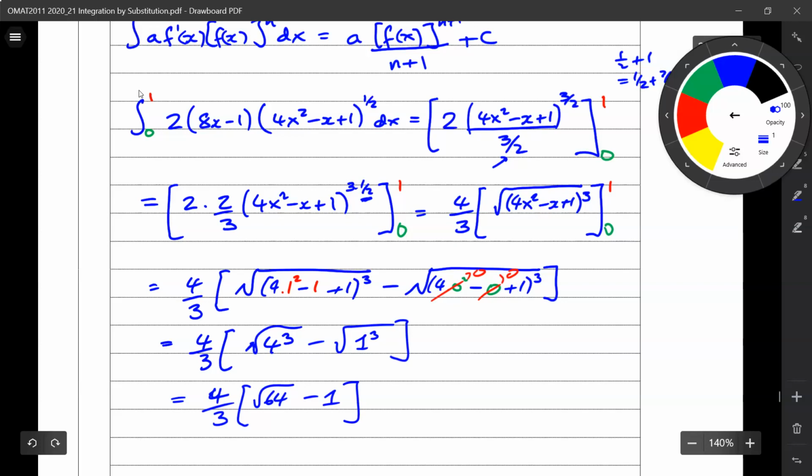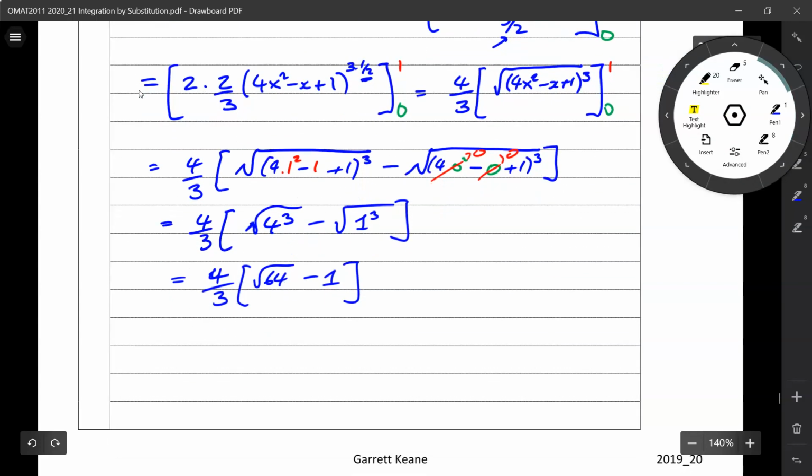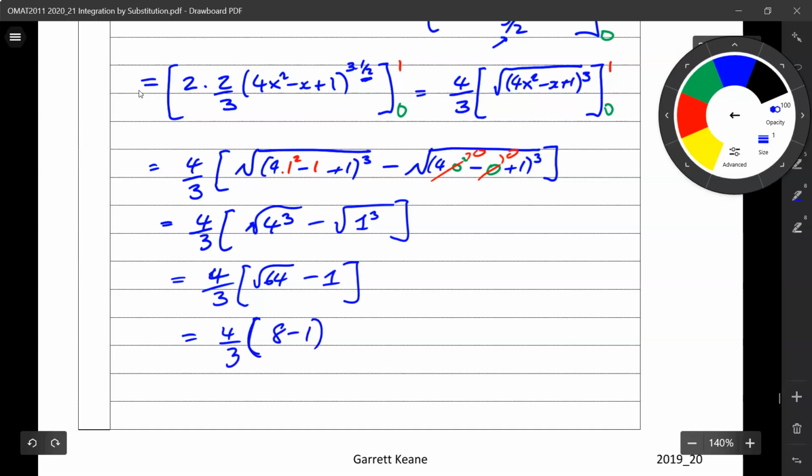And that gives me 4/3 times, of course, the square root of 64, which is 8, minus 1. So that gives me 7, 4/3 times 7. So it's basically 4 sevens, 28 over 3, which is 9 1/3, so it's 9.33. 3 nines are 27, and you're left with 1/3. So our answer there is 9.33.